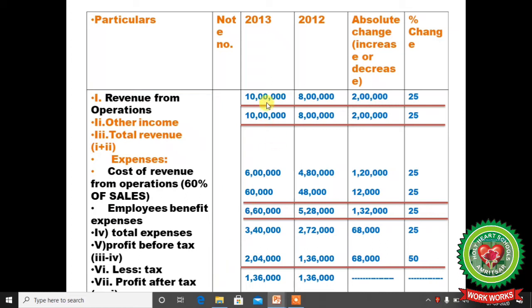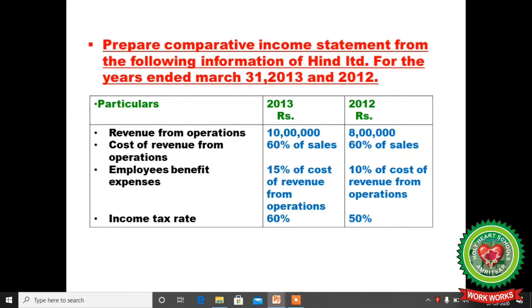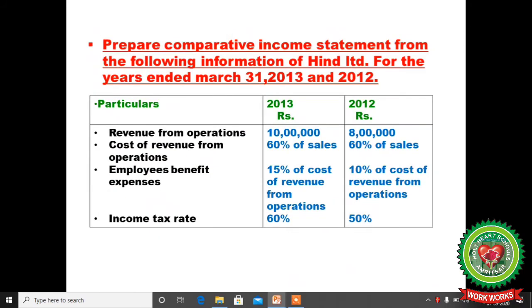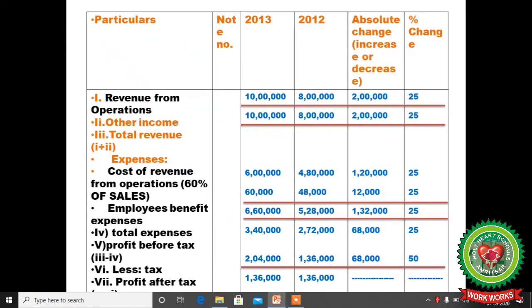So here revenue, that is sales minus cost, gives you the profit, and the amount of profit is 3,40,000. On 3,40,000 they take 60% tax, which is 2,04,000, and in the next year 1,36,000. The difference between the taxes is 68,000, which means 50%. In this way, just maintain the comparative statement of profit and loss.